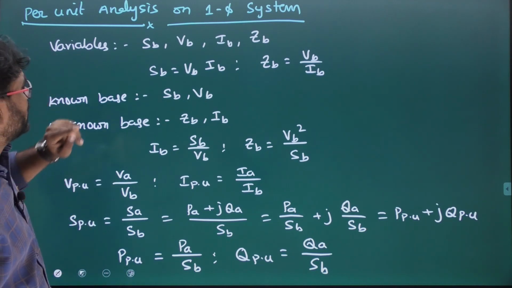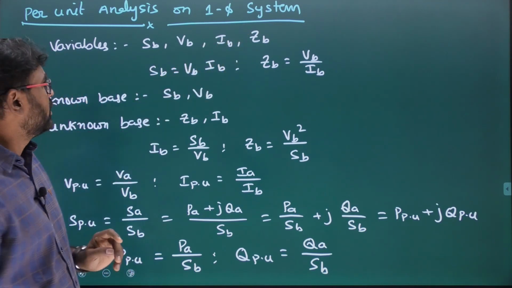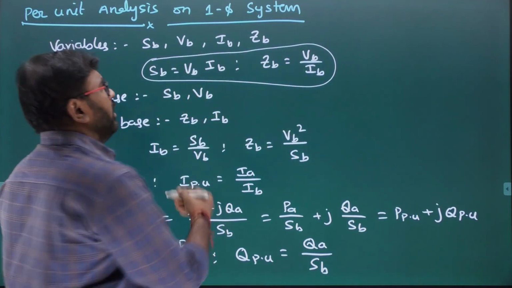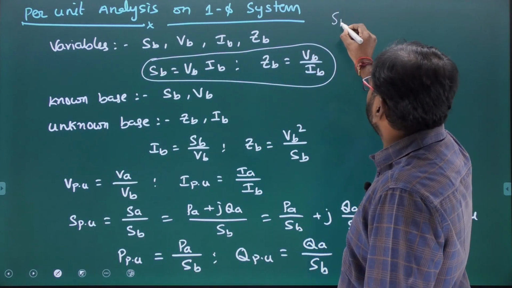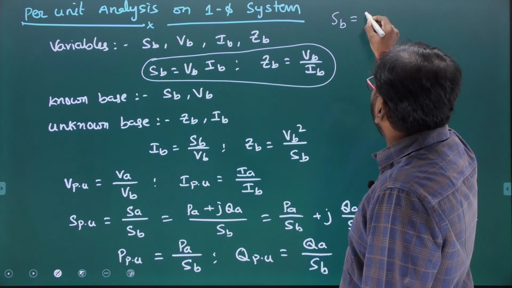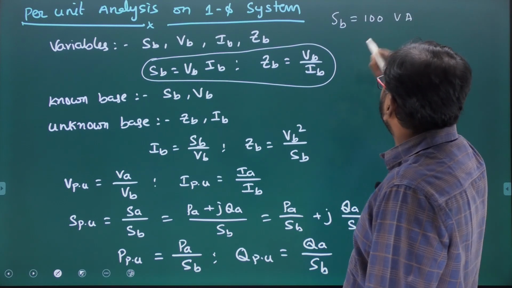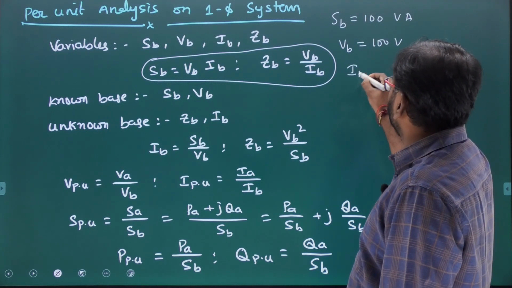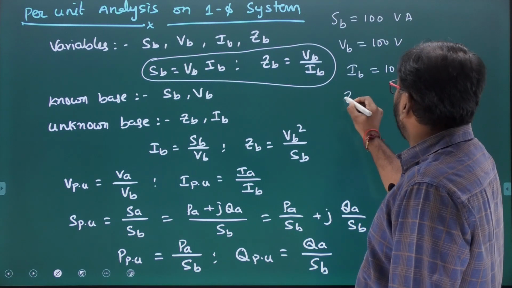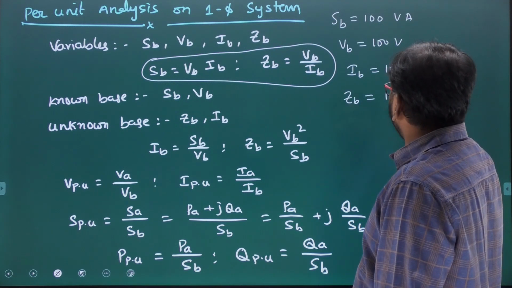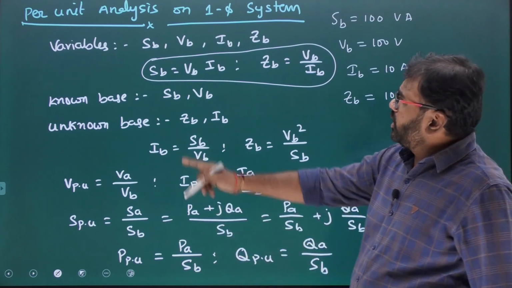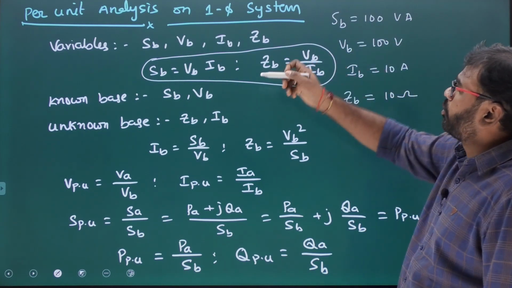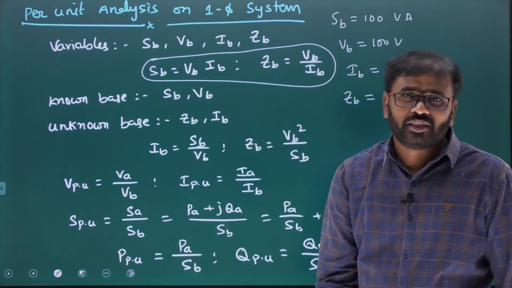But careful, while selecting the S base and V base, I base and Z base, these equations should be satisfied. For example, let's see, I selected S base equal to 100 volt ampere, and I selected V base equal to 100 volts, and I base equal to 10 ampere, and Z base equal to, let's say, 10 ohms. Check. See, if I multiply V base and I base, I should get S base. What is V base and I base multiplication? 1000 volt ampere. But what you have selected? 100 volt ampere. Is this correct? No.